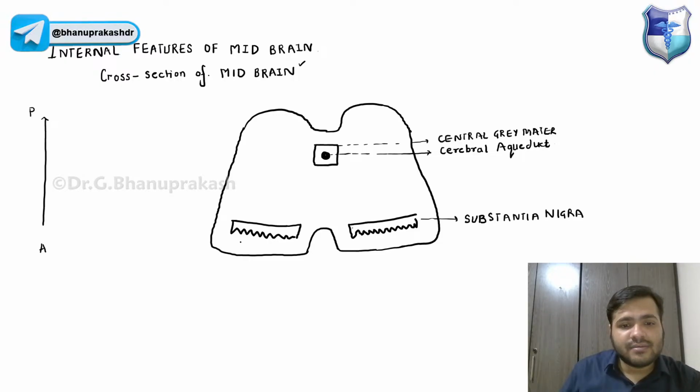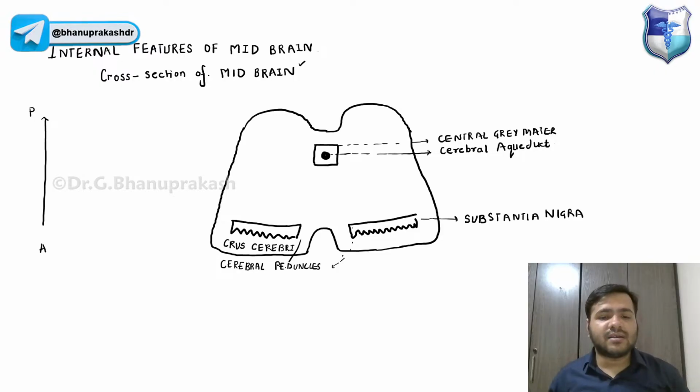Yeah, we have this structure called the crus cerebri, just in front of the substantia nigra, the anterior most part of the midbrain. The crus cerebri is also called the cerebral peduncles, right? We will have this on both the sides, the cerebral peduncles or the crus cerebri. So it is the most anterior part.